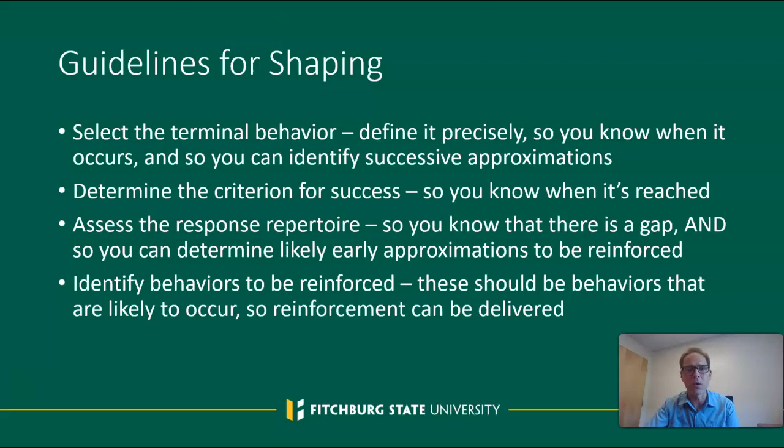what the terminal behavior is, it lets us determine what likely early approximations are that we can then reinforce, right? If we know what a learner can currently do, we can start to anticipate as they're getting closer to the terminal behavior, what might those early attempts look like? So we can be on the lookout for them and make sure that we reinforce them. And then again, identify behaviors to be reinforced, these behaviors that are likely to occur so that reinforcement can be delivered.